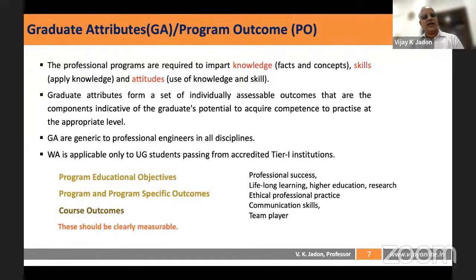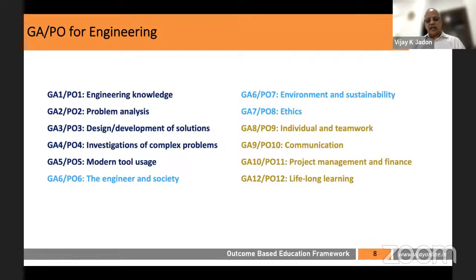Graduate attributes, whatever the program may be, are largely based on knowledge, that is facts and concepts, skill, that is the application of knowledge, and attitude. On the basis of these graduate attributes, we have clarity of focus, the first pillar of outcome-based education. When we go designing down, we have program educational objectives, program and program specific outcomes, course outcomes, and so on. In our OBE, each and every activity should be defined by some outcome, and all these outcomes should be measurable.